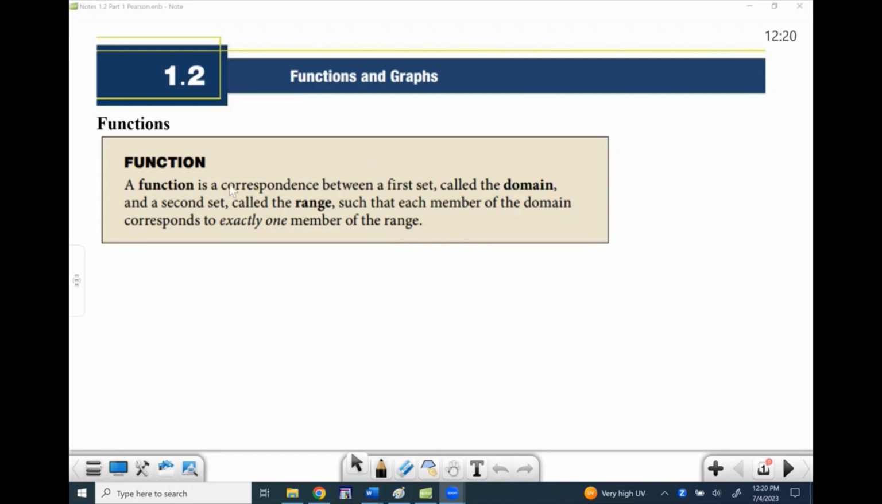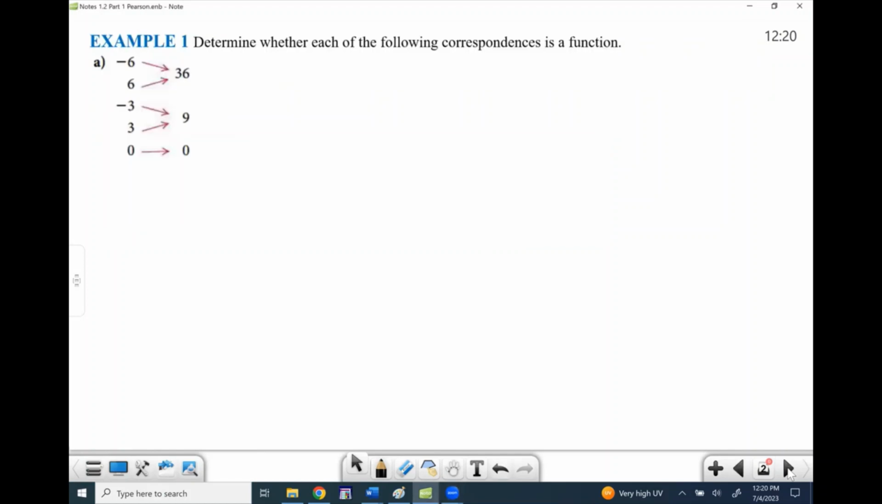So it says here, a function is a correspondence between a first set called the domain and a second set called the range, such that each member of the domain corresponds to exactly one member of the range. So we're going to look at a few different ways to look at this. We'll do some mapping diagrams, we'll do some ordered pairs, we'll do a graph, okay? So here's a mapping diagram.